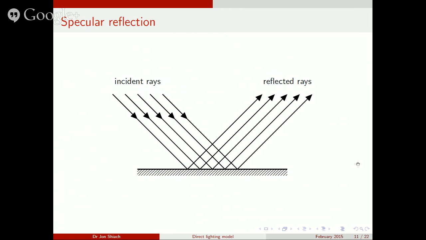Okay, and the last component for our model is specular reflection. So this is reflected rays off a shiny, smooth surface. And reflected rays off a shiny, smooth surface reflect at an angle which is the same as the angle at which they hit it.